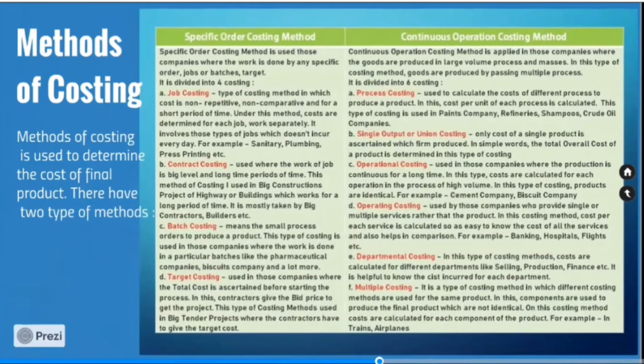Okay, the fifth one is departmental costing. Okay, and last is multiple costing. It is a type of costing method in which different costing methods are used for the same product. Maknanya dia guna untuk pengiraan costing yang berbeza tapi untuk same product.